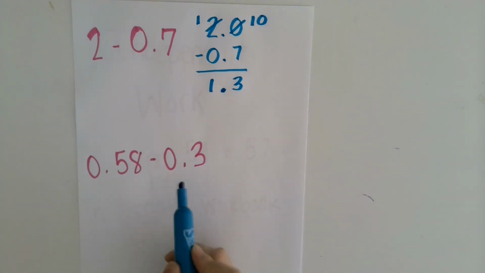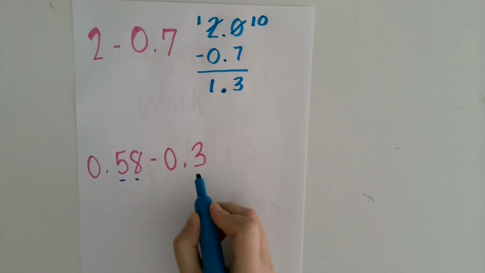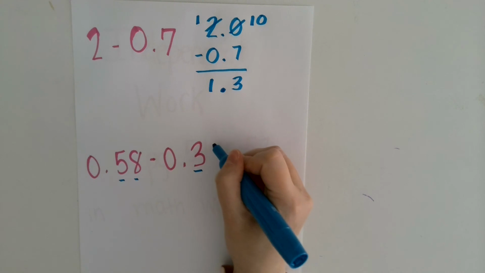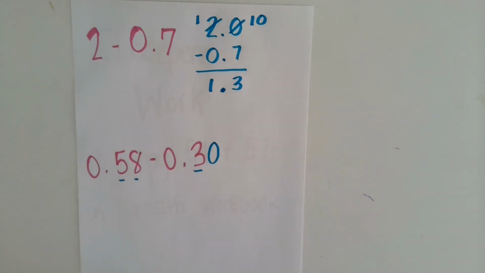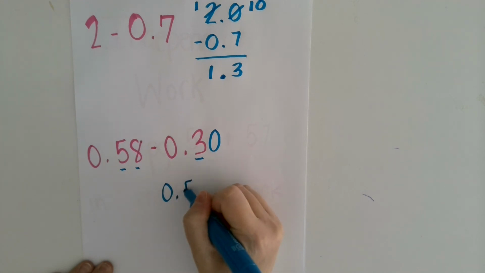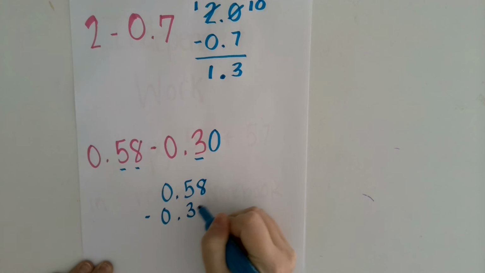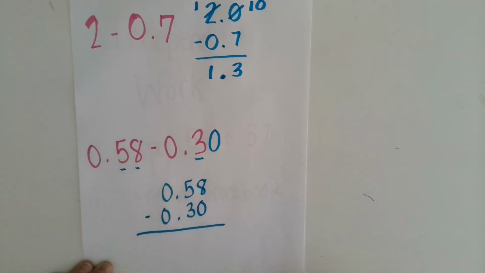In this problem, they do both have decimal points, but this goes 2 places past the decimal, and this only goes 1. So I am going to add a 0, and then I'm going to do my subtraction. So I have 0.58 minus 0.30. Remember, 0.30 is the same as 0.3, that's why we can do it, but now everything lines up.